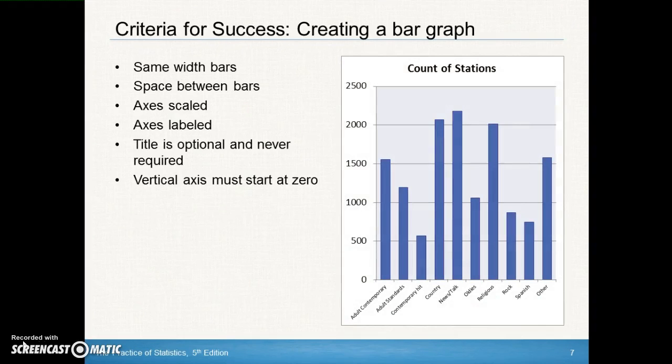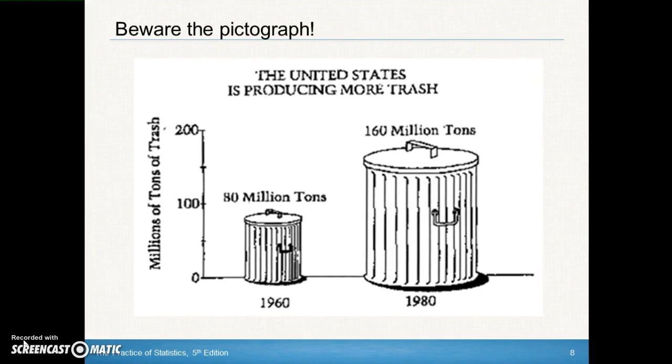So Mr. Tabor spoke in the video about what makes a good bar graph, but I want to make sure that you very, very clearly have the criteria for success laid out. So the criteria for success for a bar graph are listed right here. We need to have the same width bars and the same space between the bars, because these are separate categories. Our axes need to be scaled, meaning they need to have these numbers here, and they need to be labeled. A title is optional, it's not required, but something that really is required every single time is your vertical axis must always start at 0.